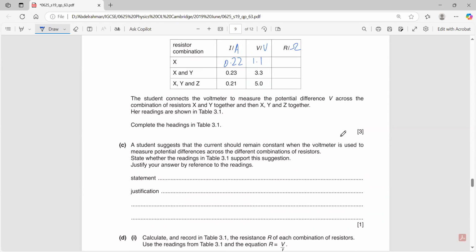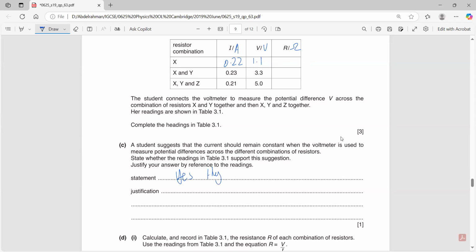Soon suggests that the current should remain constant when the voltmeter is used. State whether the readings support this suggestion. Are the current readings constant or not? 0.22, 0.23, and 0.24. Or 0.21, I'm sorry. Are they constant? Yes, they are constant.